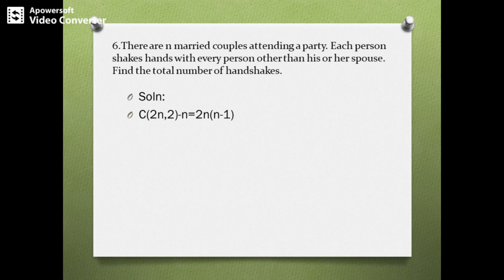So n pairs refers to married couples, and the number of pairs who are not married couples is C of 2n comma 2, where 2n refers to the total number of persons in the party, minus n. So C of 2n comma 2 minus n refers to the number of handshakes other than between the married couples.